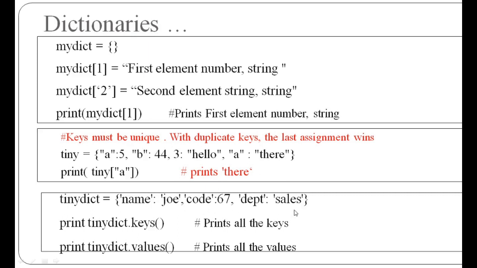Here is another example. I have got name Joe, code 67, department sales. If I want to print all the keys, then I can give the dictionary dot keys. It will print all the keys. Suppose I want to print all values, I can give dot values.